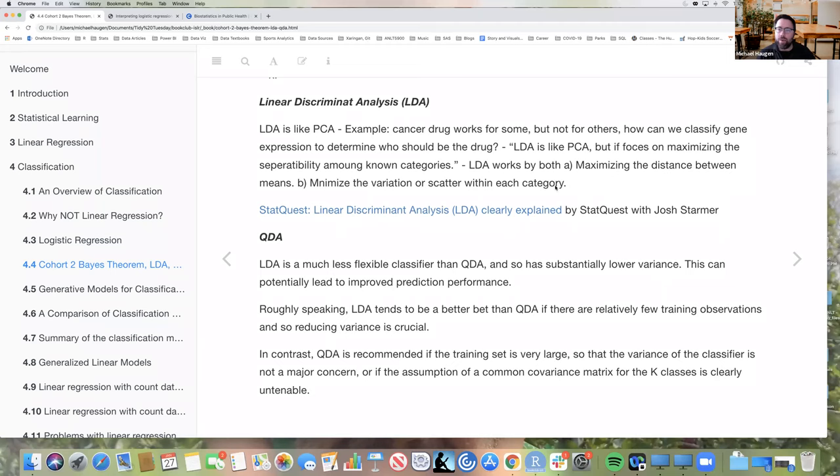LDA is an approach that helps to deal with that. LDA works by both maximizing the distance between means and minimizing the variation or scatter within each category. So that all kind of makes sense independently, but I wasn't quite sure how to connect that to the book's description and formulas as well. But any comments on that?